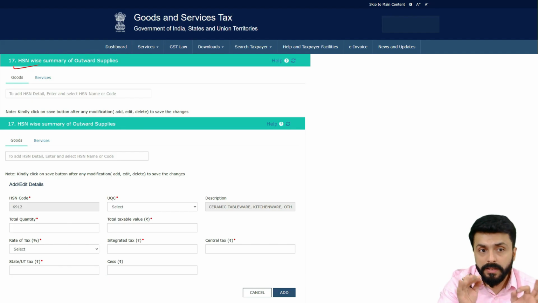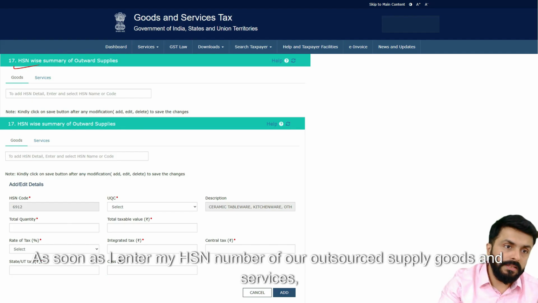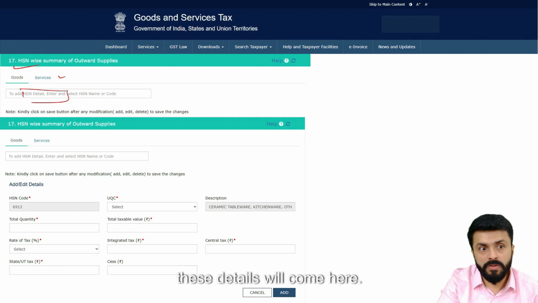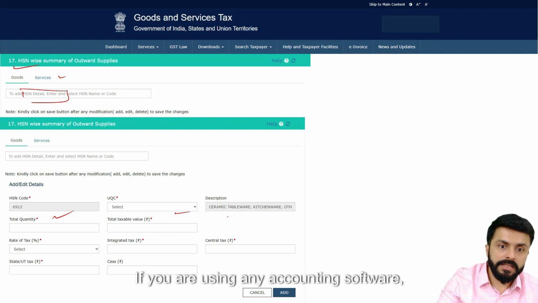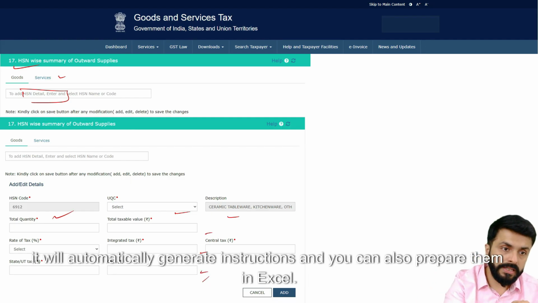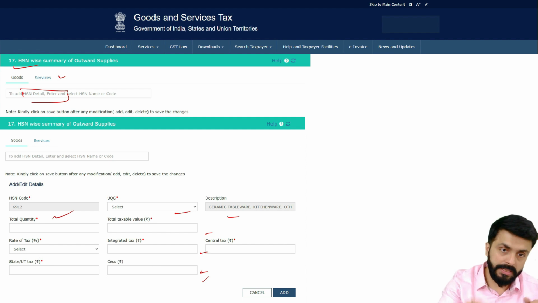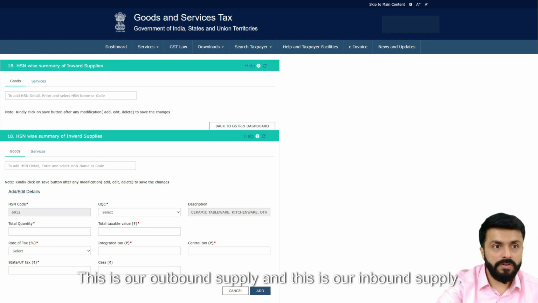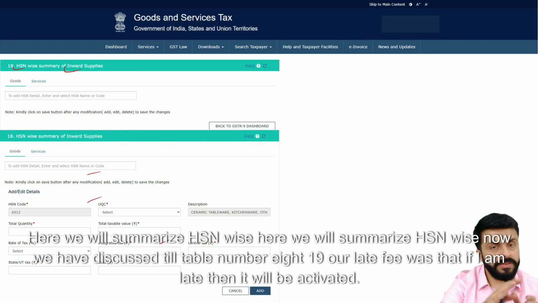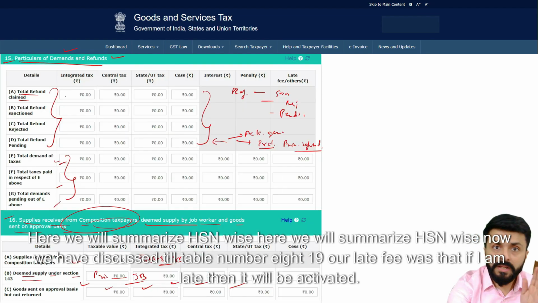Table 17, HSN summary. As soon as I enter my HSN number of our outward supply goods and services, these details will come here. If you are using any accounting software, it will automatically generate it and you can also prepare it in Excel. This is our outward supply and this is our inbound supply. Here we will summarize HSN-wise. Now we have discussed till table number 18 and 19.